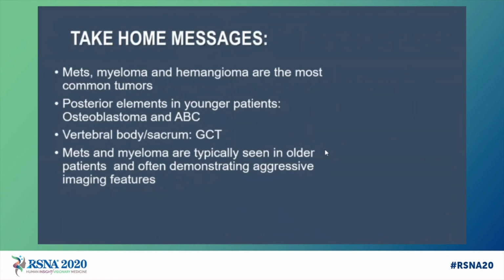The take-home messages: Mets, myeloma, and hemangioma are the most common tumors. Posterior elements in a younger patient, always think about osteoblastoma and ABC. When there's involvement of vertebral body and sacrum, giant cell is considered. Mets and myeloma are typically seen in older patients and often demonstrate aggressive imaging features.